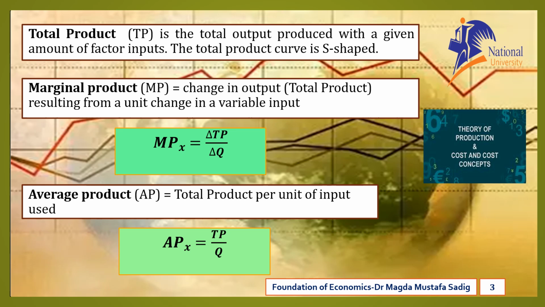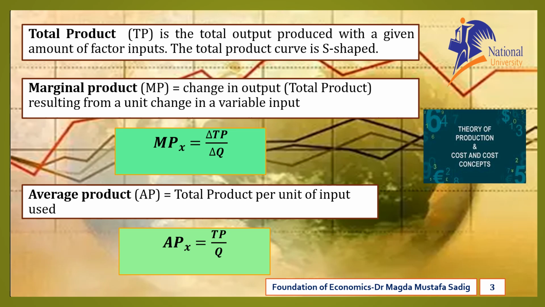Some of the most important concepts in production theory are total product, marginal product, and average product. These concepts help us understand how output responds when we add more of a variable input like labor, while keeping other inputs fixed, especially in the short run. Total product, or TP, is the total quantity of output produced by a firm using a given amount of inputs over a specific period of time.